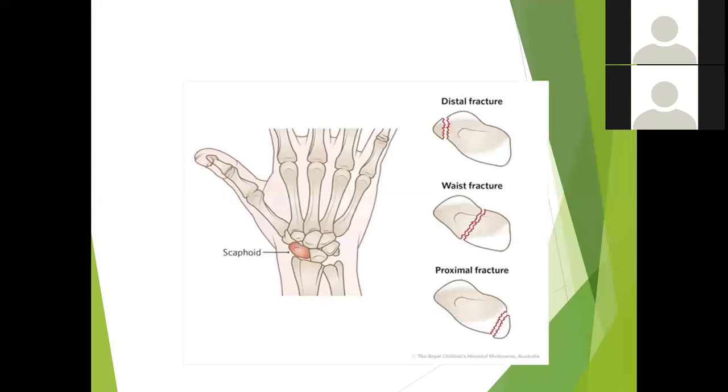And you can see in this picture, a carpal bone picture, the scaphoid bone fracture. There are three types of fracture: distal fracture, waist fracture, and proximal fracture. In the distal and proximal fractures, there is no avascular necrosis. But the waist fracture is prone to avascular necrosis because the proximal area will be devoid of blood supply, and this will lead to avascular necrosis.